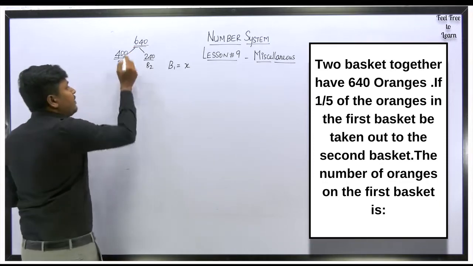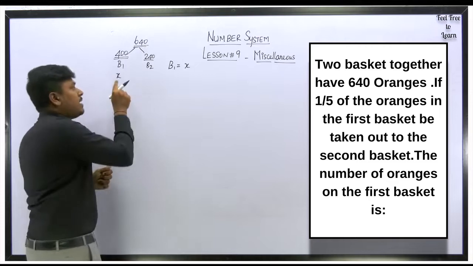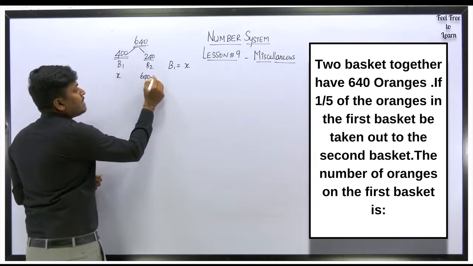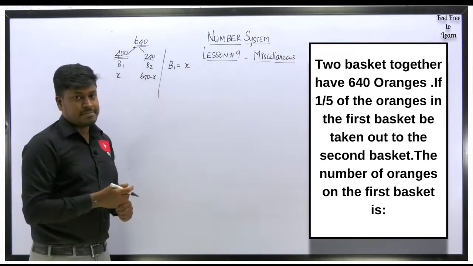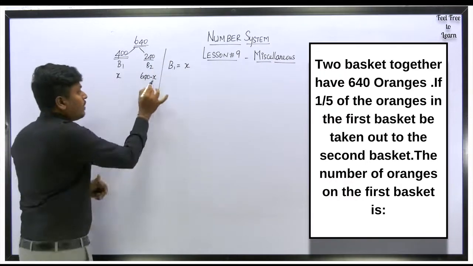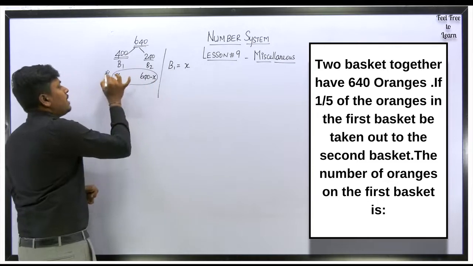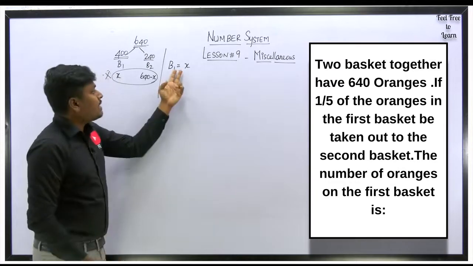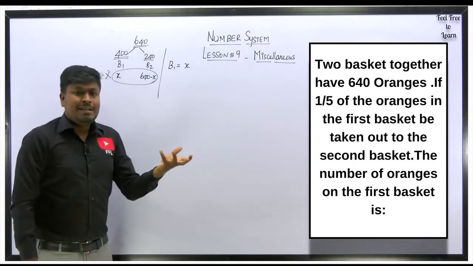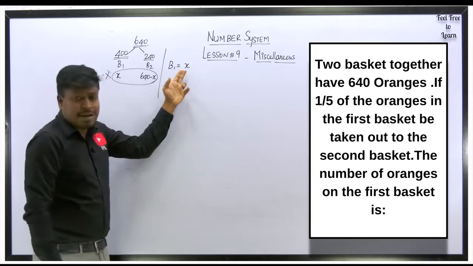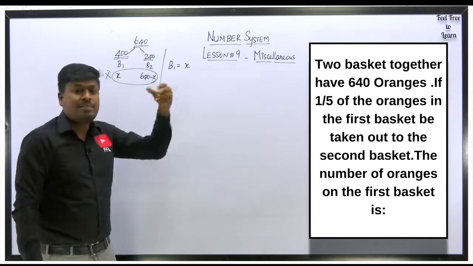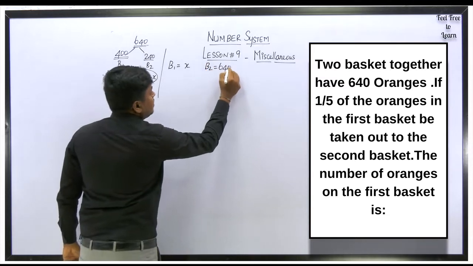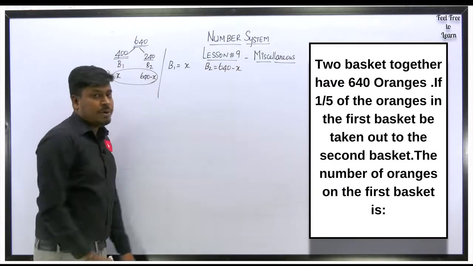In case we kept x as basket 1, the total number of oranges in basket 1 is unknown, then 640 minus x will be in the second basket. So friends, understood this logic, how I wrote this? This will be the most important area in this question. See, out of this 640, we don't know how many oranges are in basket number 1. Then the remaining oranges except basket 1 will be in basket 2. So 640 minus x will be the total number of oranges in basket number 2. So friends, got it or not? Understood how I wrote this?